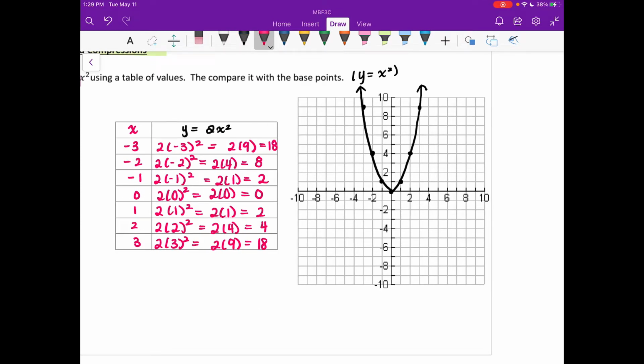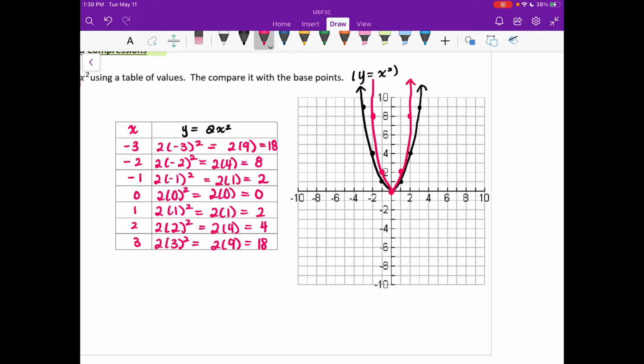So I know that negative 3 is at 18, and I don't have 18 on this graph, so I'm actually going to just start at negative 2. So negative 2 goes up to 8. Negative 1 goes up to 2. 0 stays at 0. 1 goes up to 2, and 2 goes up to 8. So I'm just going to draw in this graph.